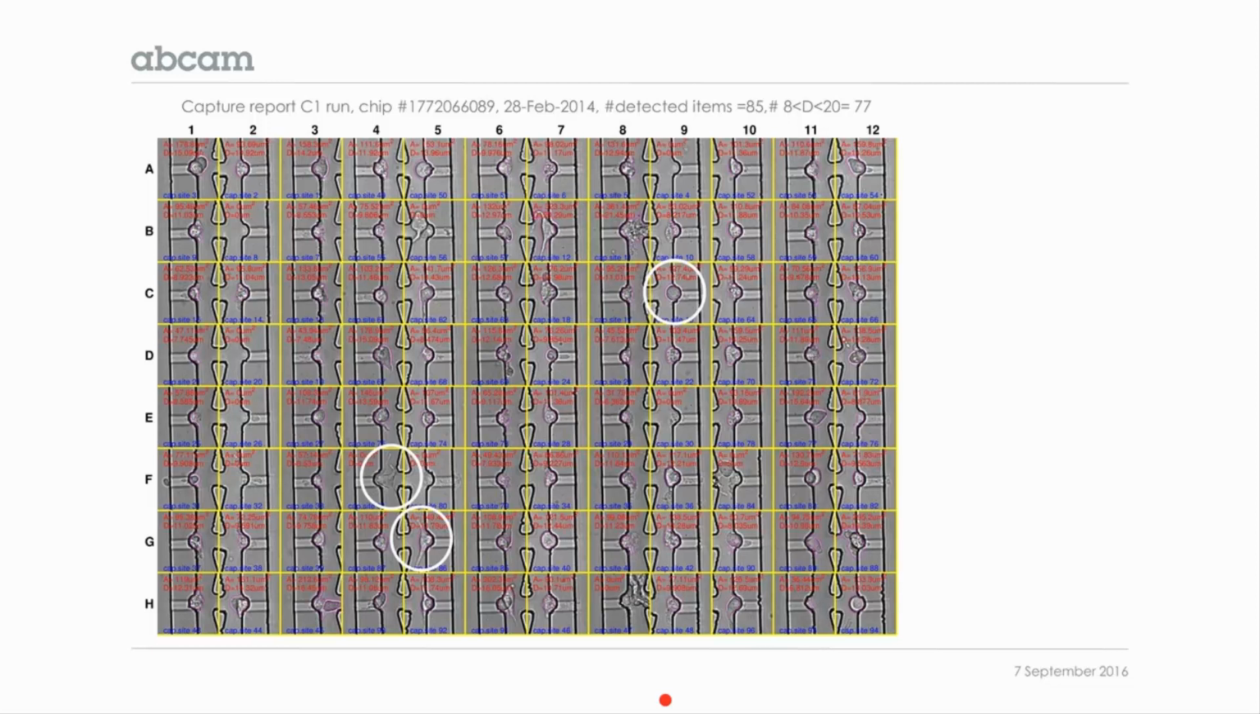And today, of course, it's important to say that the main disadvantage of this platform is that it's low throughput, so you can capture only 96 cells on a single run in this kind of chip.